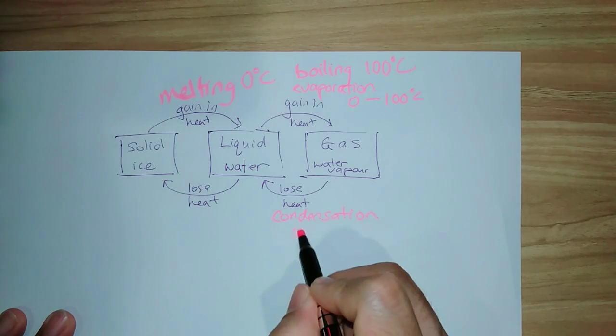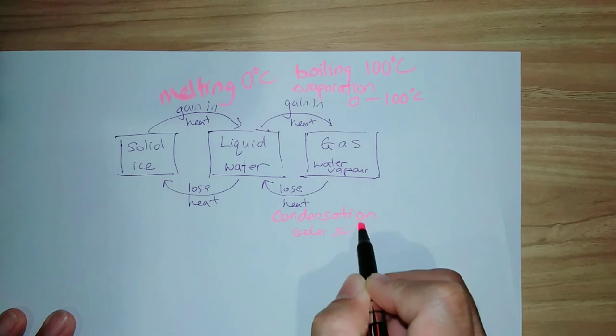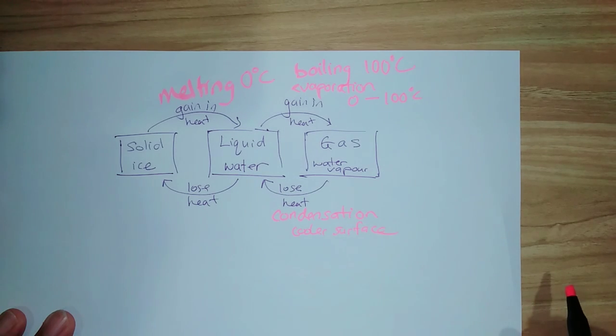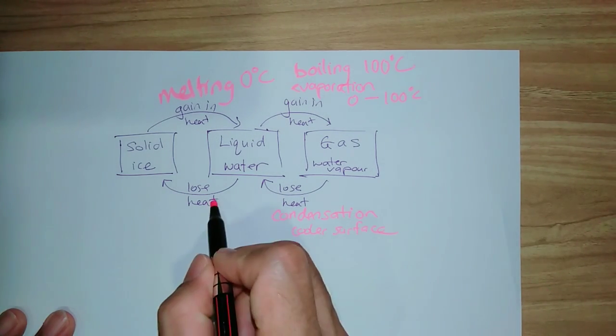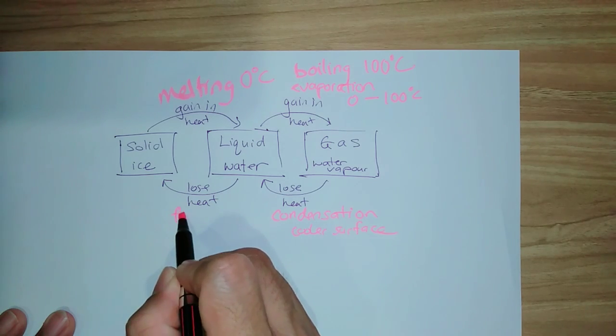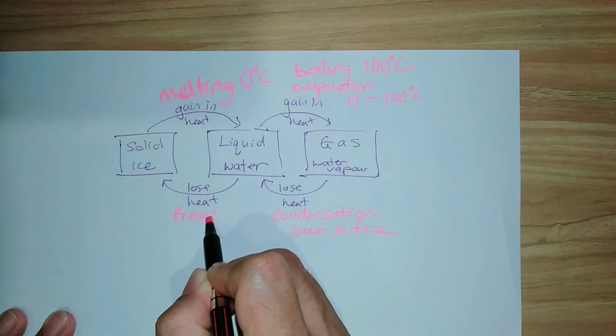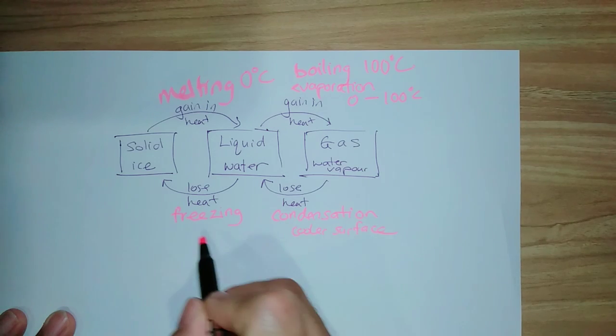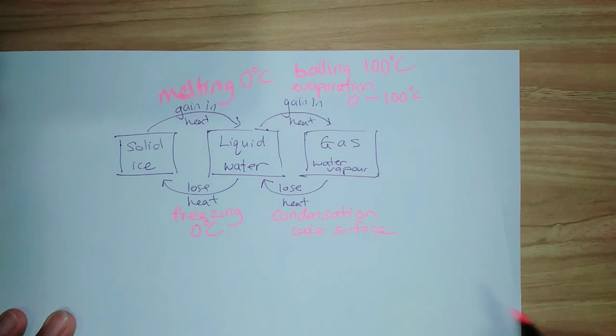And there's usually a cooler surface that this water vapor will lose heat to and condense to become water droplets. And here, this process is known as freezing, when liquid turns into solid. For water, this will occur at 0 degrees Celsius.